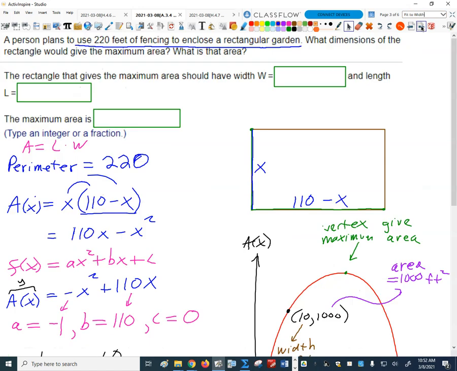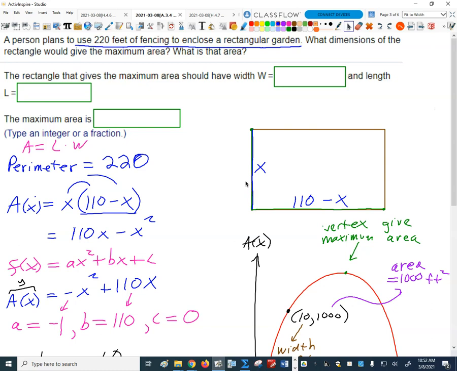Okay, so let's go back to the problem we were working on. It was this one right here, and we were trying to maximize area, weren't we? So we said a person has 220 feet of fencing to enclose a rectangular garden. What dimensions of the rectangle would give the maximum area? Okay, and so what we were able to do here is we drew a picture. Here's our rectangular garden. We called the width of the garden x.